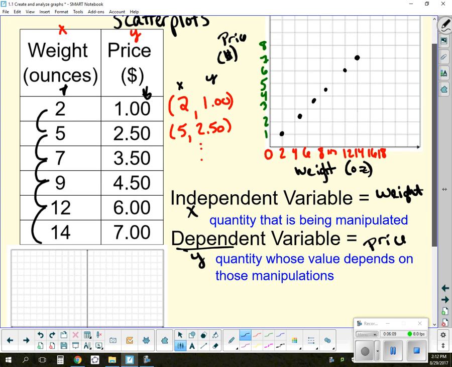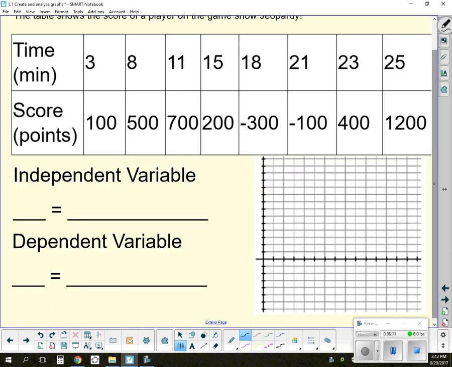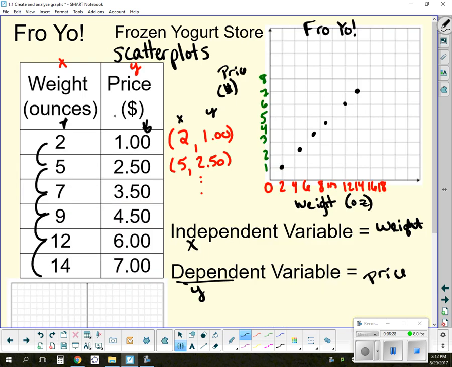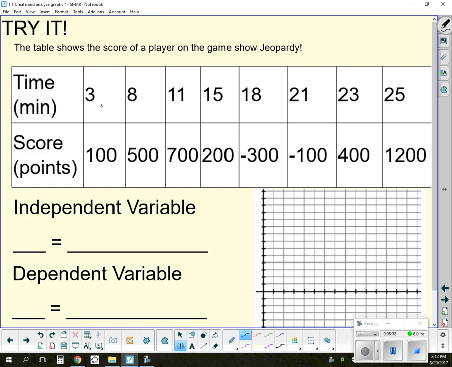Let's try another one. This one is about the score of a player on the game show Jeopardy. So as time moves on, as the episode goes forward, what is that player's points? What do you think the independent variable is here? We know when we're working in a vertical t-chart, it is generally your first one. But this one's horizontal. No big deal. Guess what? It's generally your first one.